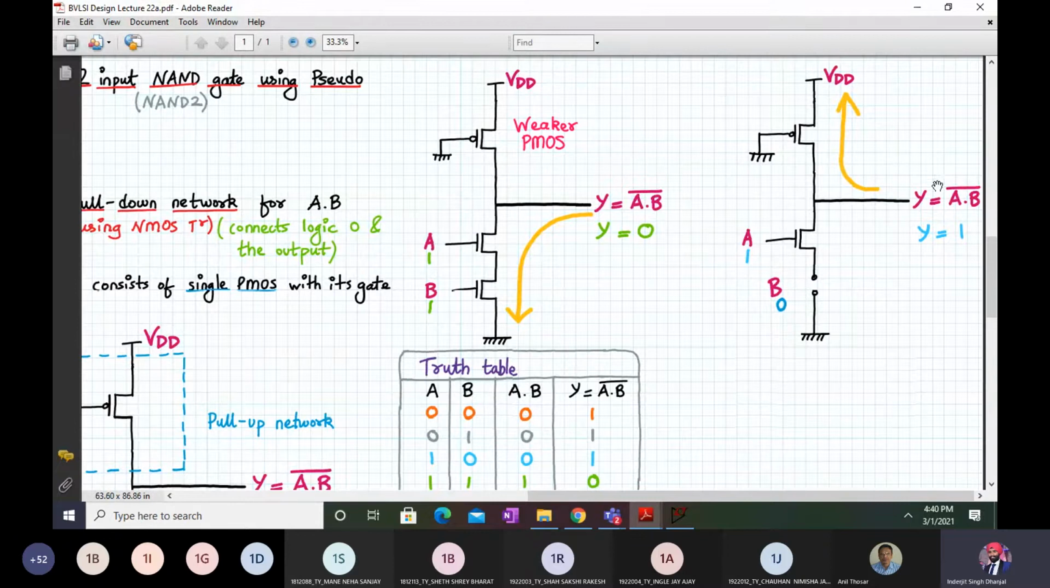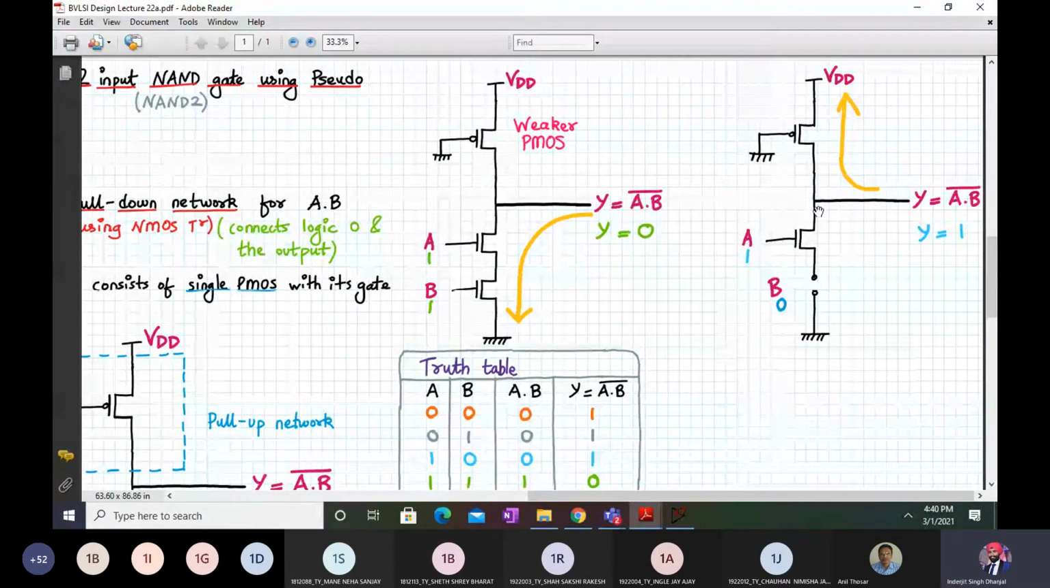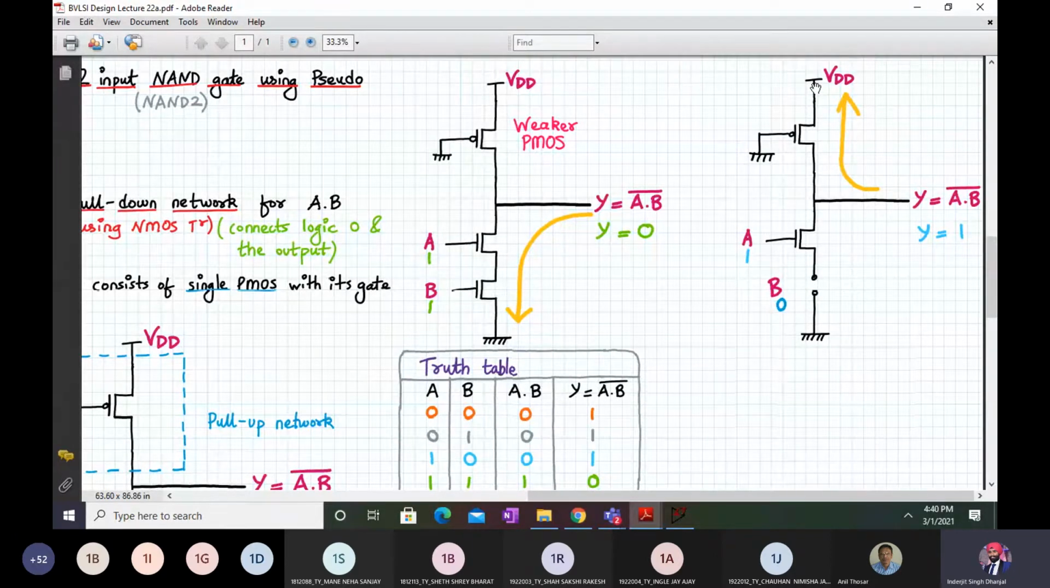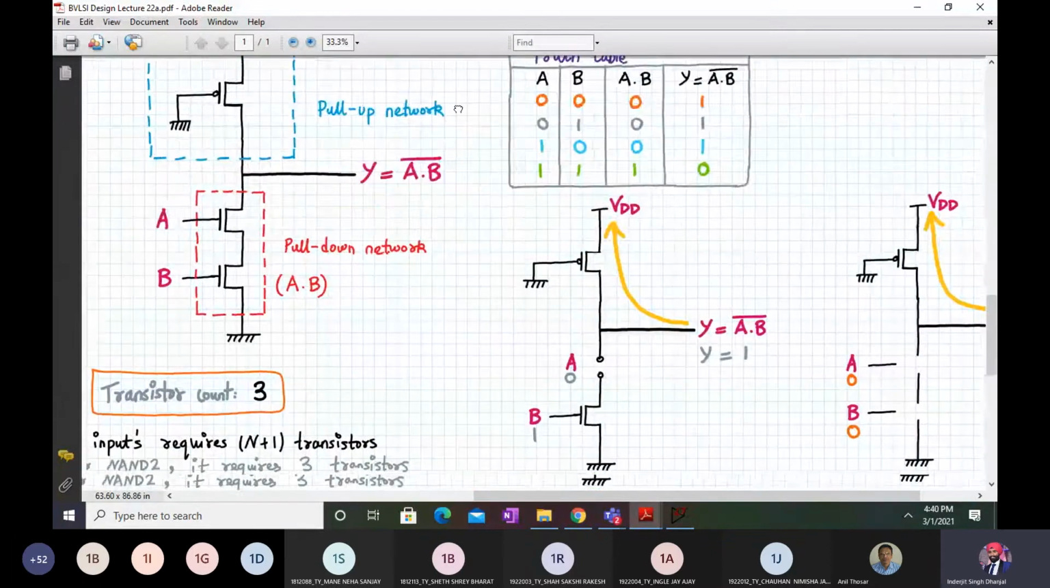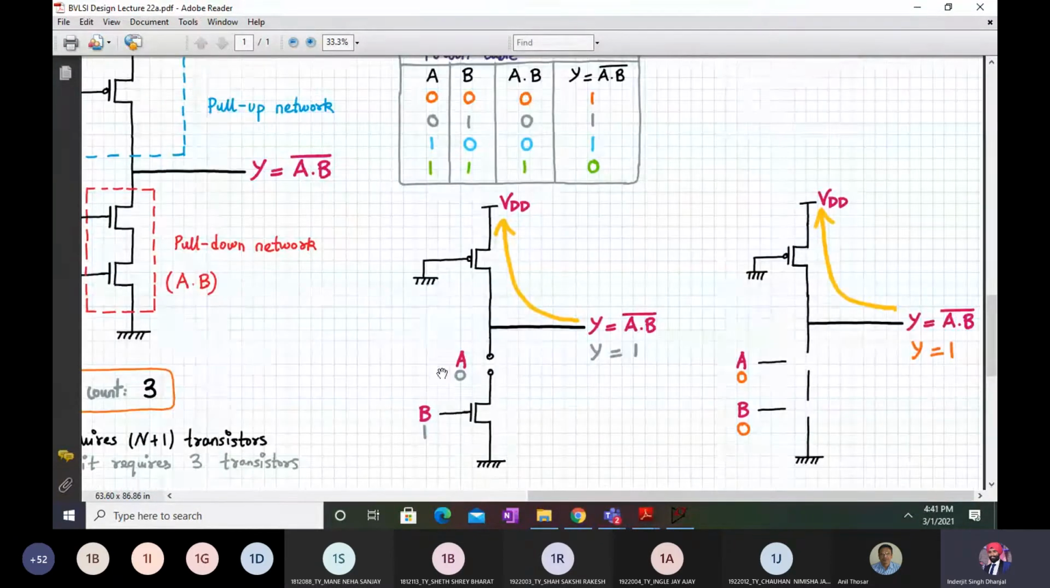And automatically, even though my NMOS is stronger than PMOS, if it is off, it doesn't mean anything. Because these two transistors are in series, if any one of the transistors is off, the pull-up network will do its job of pulling the output voltage towards VDD. Same thing will happen when the input is 0 and 1. Here the NMOS transistor with the input A will be off, so the output voltage will be pulled up towards VDD by this PMOS transistor.